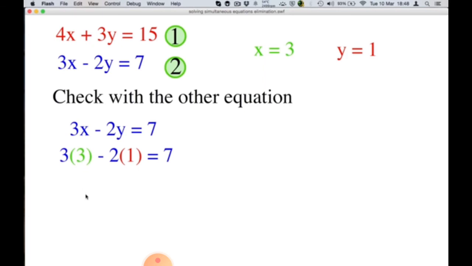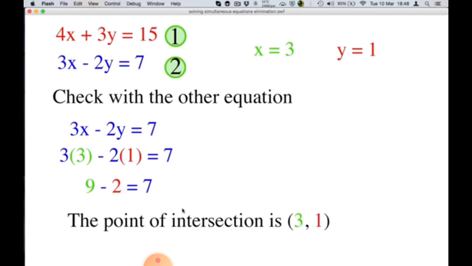3 times 3 is 9. 2 times 1 is 2. 9 minus 2 is 7. And we can write the point of intersection is 3, 1. Now this point of intersection is important if you are graphing.